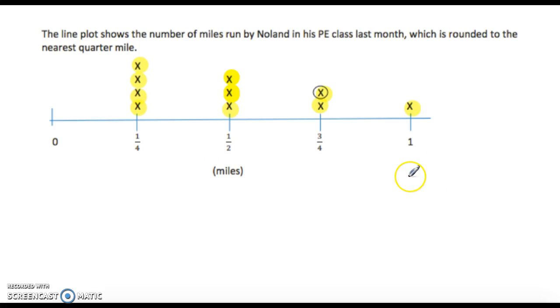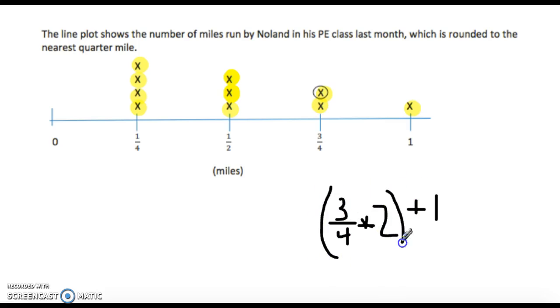He didn't run 10 different amounts though. So he ran 1 once. So I can just put that in my list. He ran 3/4 2 times. So he ran 3/4, but he didn't run it once, so I'm not just going to put 3/4 in my list. He ran it twice. So I'm going to go ahead and make 2 copies of 3/4, and I'll add that to 1.